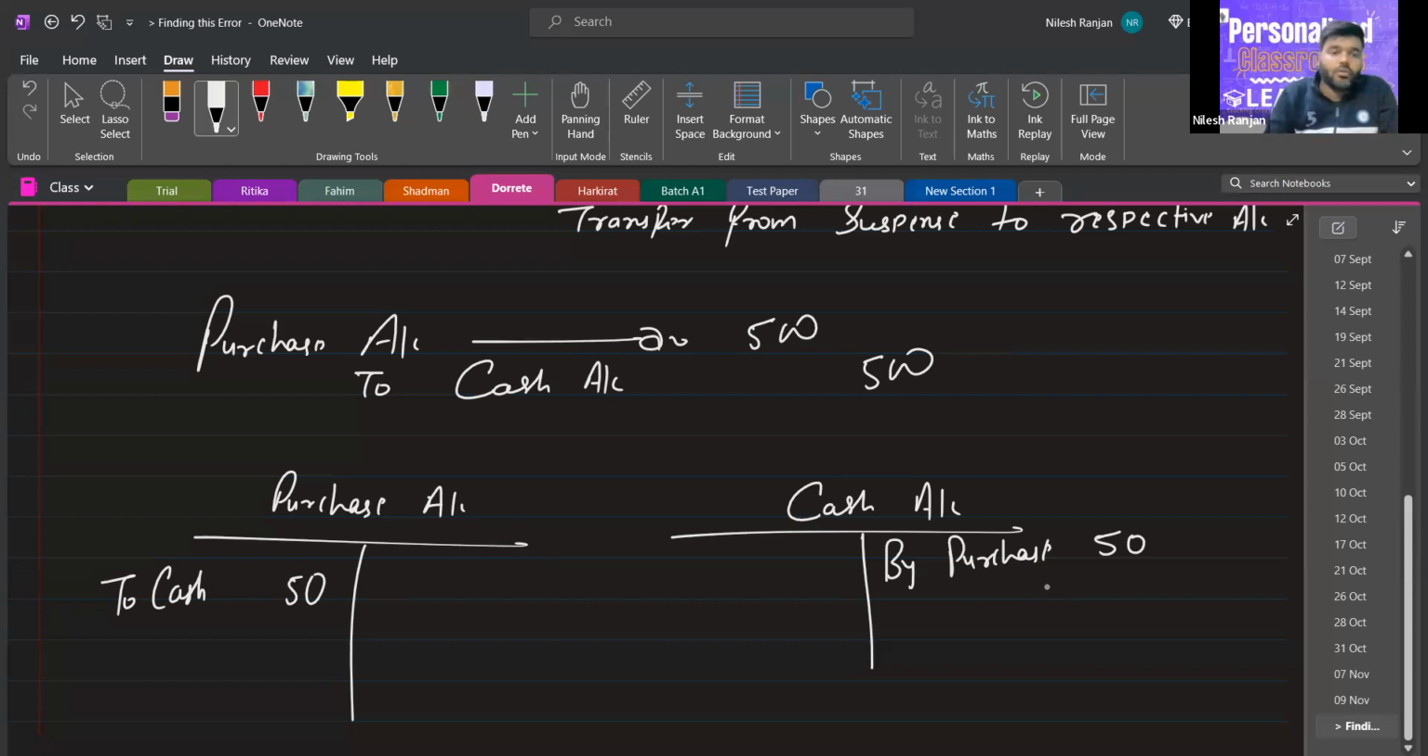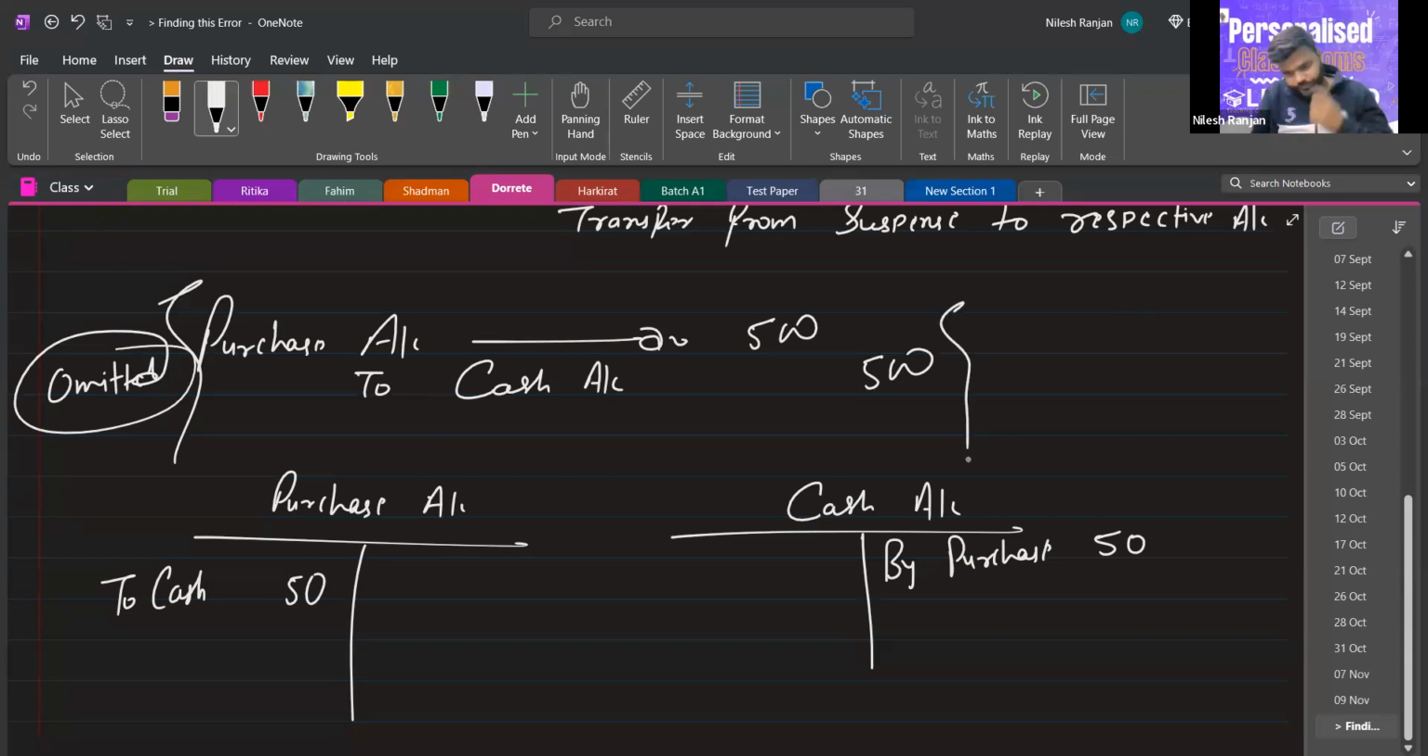What if we omitted this entry altogether, meaning we have not written this entry? Is this one-sided or two-sided? I told you that we have not written this journal entry. Then it is two-sided, because we have not written anything in the purchase account and not in cash either. So that's why it is a two-sided error.